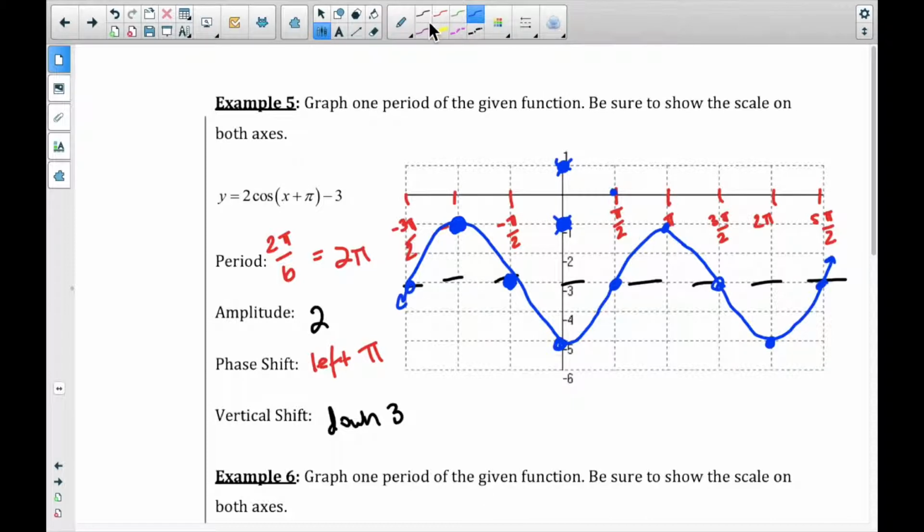Let's analyze this again. Let's just make sure we understand what's going on. Remember, this was basically my starting point. The original parent function says, let's start here at the top of the wave and go down. But this says we need to go down 3. So now we're down here. But this says it needs to have an amplitude of 2, so we want to come up here, so it's 2 units away. And then this says let's move over pi units. So this is my starting point. Up here at the top of the wave, and then I go down. 1 full period, if I wanted to graph 1 full period, that is 1 full period.